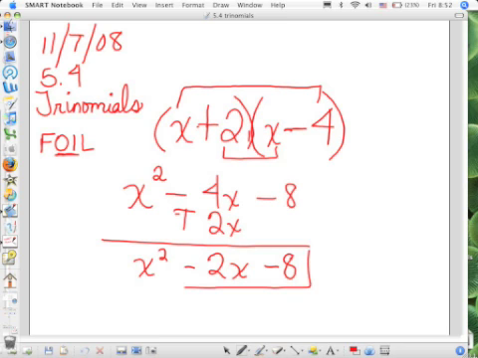Now what we're going to be doing today is starting with what's in this box down here and trying to get back to the two binomials. Okay? We're going to start with the product and try to pull it apart.